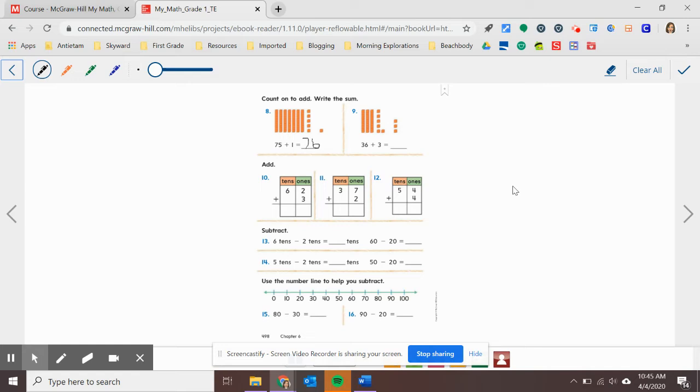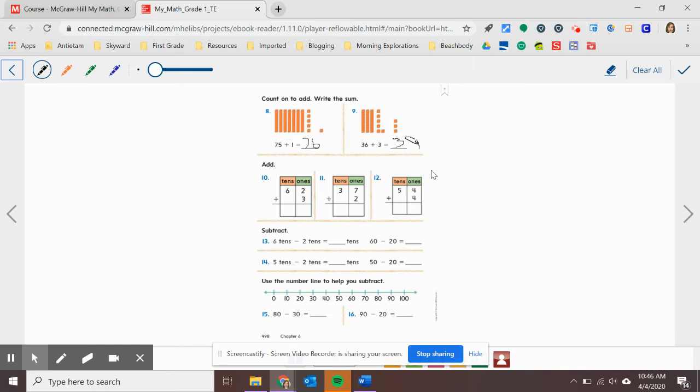Now let's do the same thing with number 9. This time we have 36 plus 3 more. So what's 36 plus 3 more? Well, let's start counting with 36 this time. We're not going to count those blocks all together. We're just going to keep counting on. So after 36 comes 37, 38, 39. So 36 plus 3 more equals 39. Go ahead and make sure you have those answers written for numbers 8 and 9.